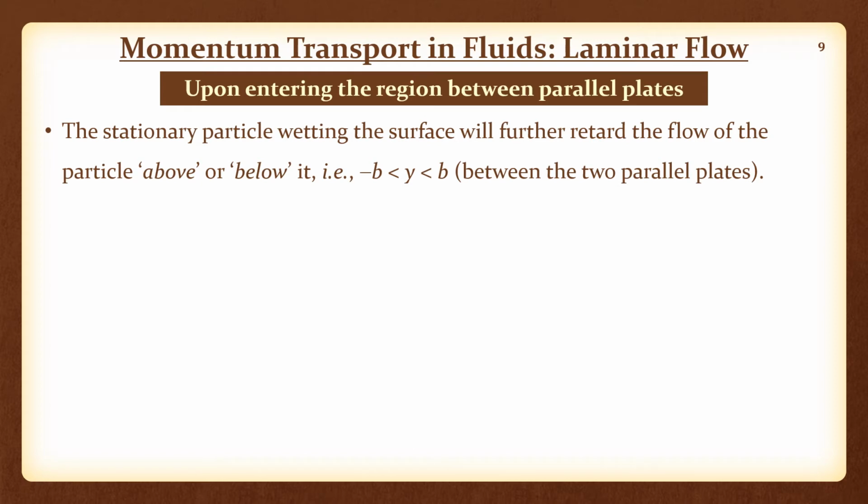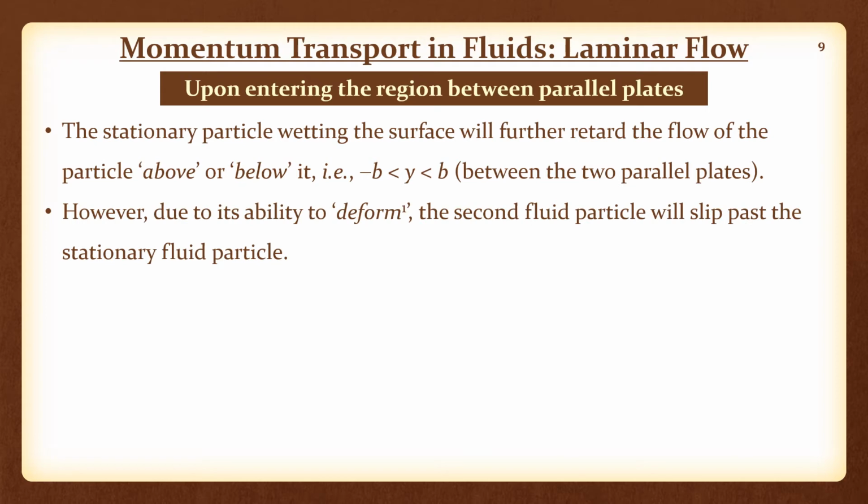If you are looking at y equal to minus b, it will retard the flow of the particle above it. So between minus b and plus b, in other words between the two parallel plates, each layer of fluid particle will be further retarded. The x momentum will be further reduced and reduced.